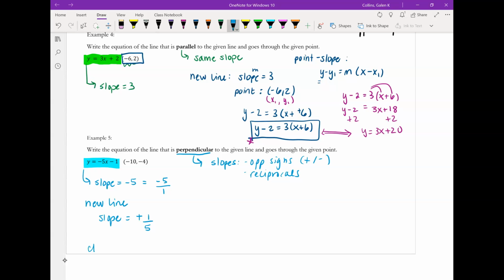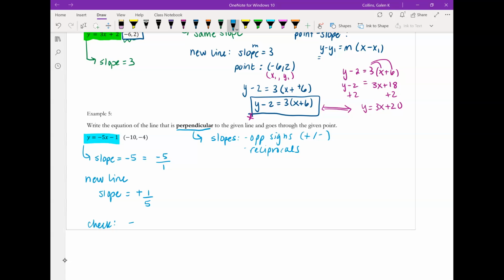And I could check that these two slopes are opposite reciprocals because, again, we said their product must be negative 1. So if I multiply my numerators, I get a negative 5. If I multiply my denominators, I get a positive 5. And negative 5 over positive 5 is just negative 1. So it checks out. So this is the slope of my new line. And we're also given a point on our new line.